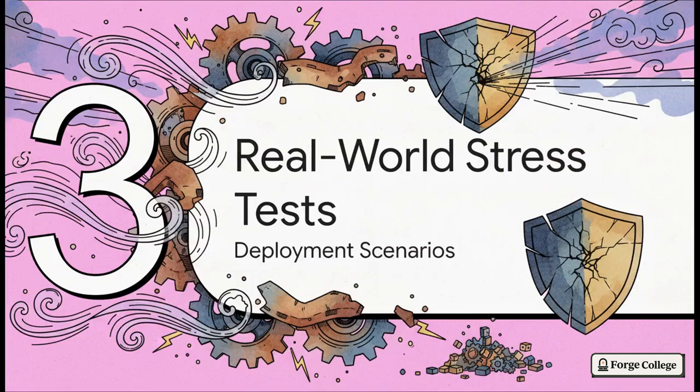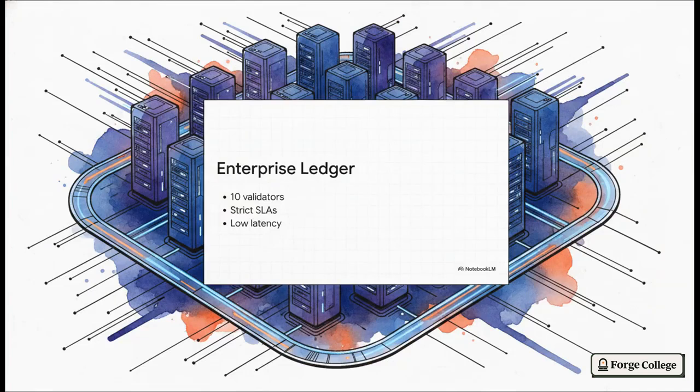All right, Part 3. Let's run some real-world stress tests and look at deployment scenarios. First up on the test block is the enterprise ledger.